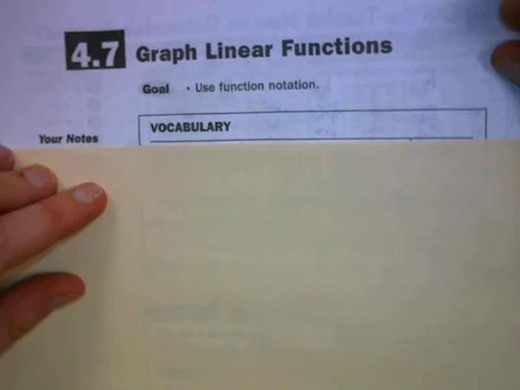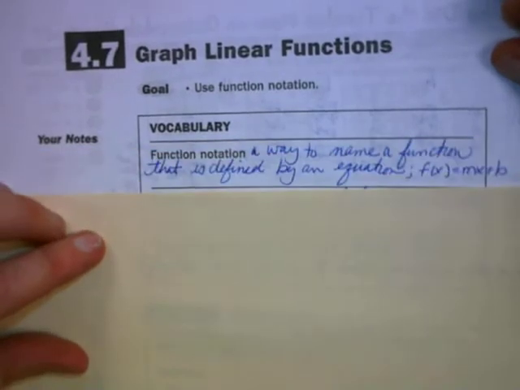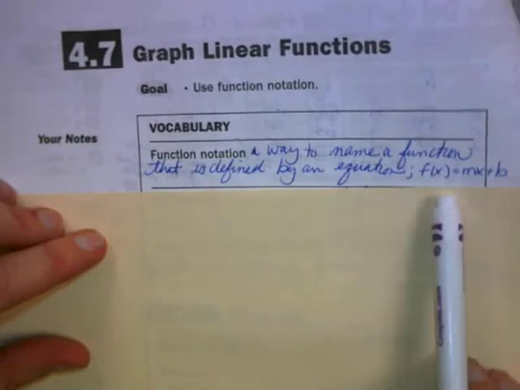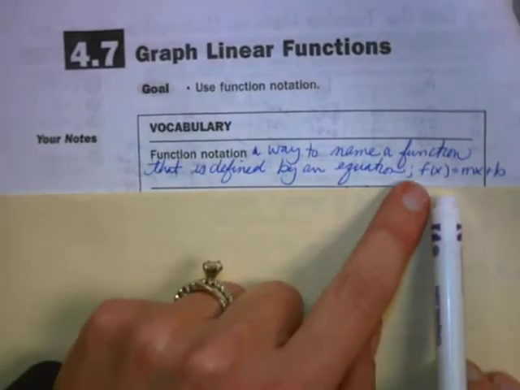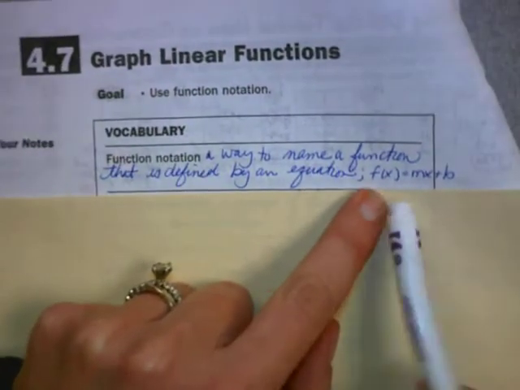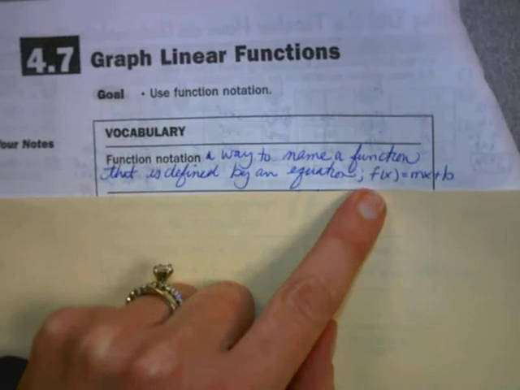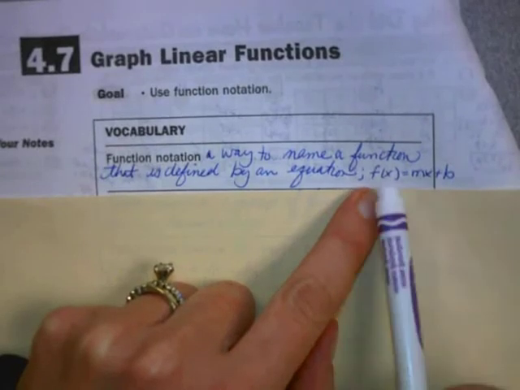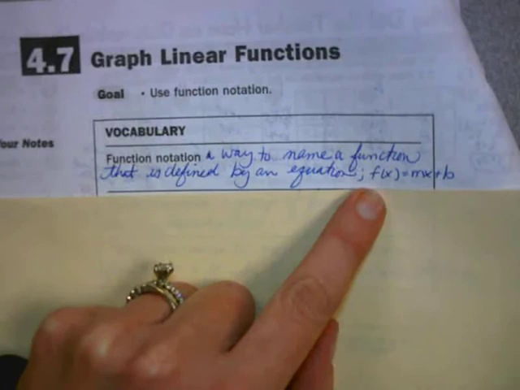We're going to just tweak things slightly though now that we can call the rest of them functions, so you will see that we're going to be using function notation. So function notation is a way to name a function that is defined by an equation. And it's f of x, so it's f with parentheses and an x. F of x equals mx plus b. Okay, so instead of the y, we've written f of x.